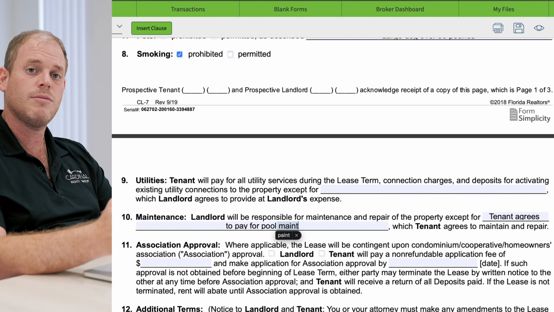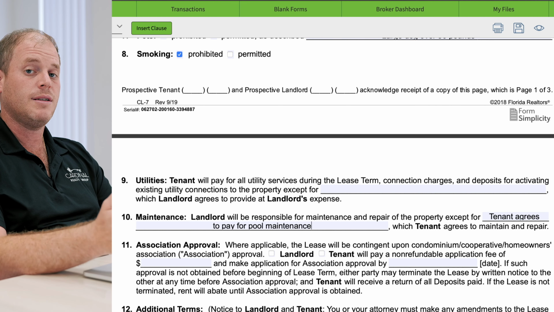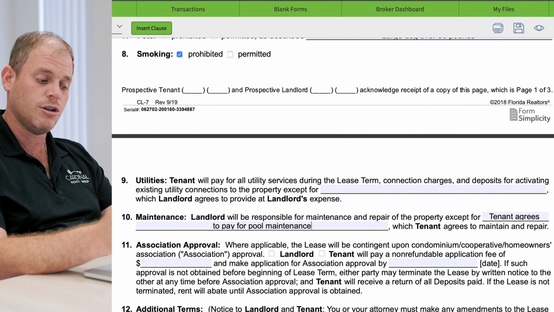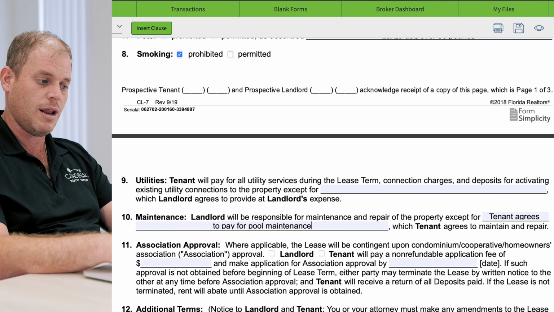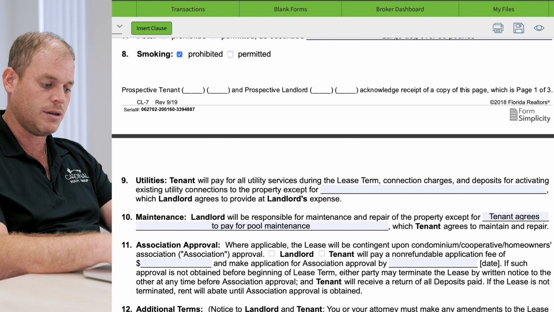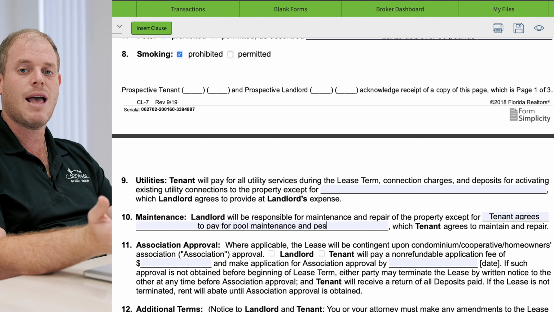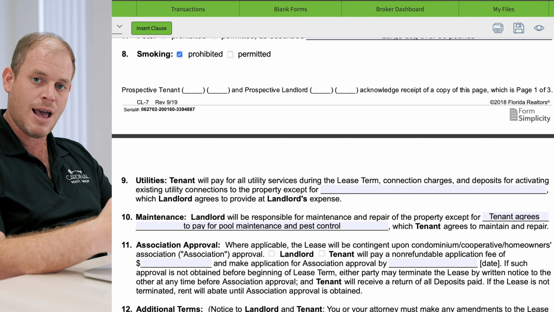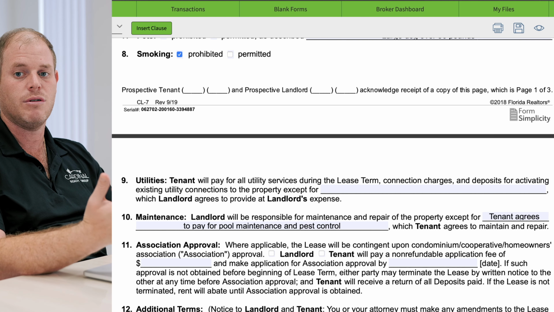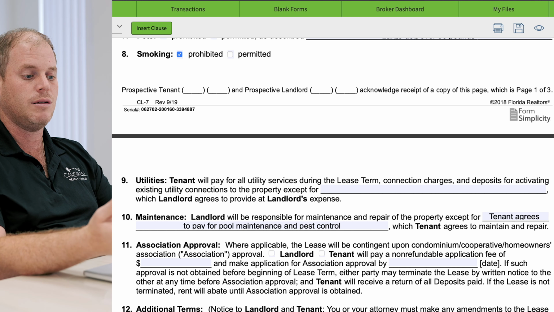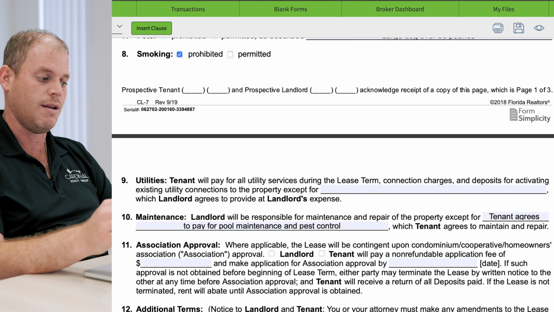All right. And sometimes you'll also see maybe a tenant will agree to pay for pest control. So if that was the case, you put "and pest control." Okay. So stuff like that is what you would put in that section. If the tenant agrees to maintain something, it needs to be disclosed right here in section 10.